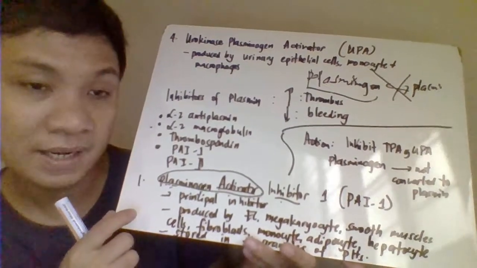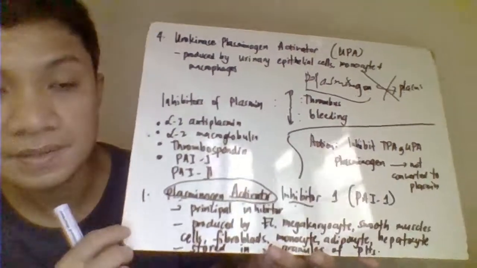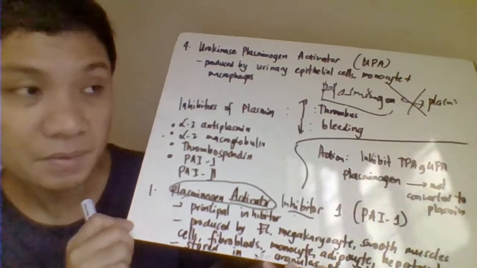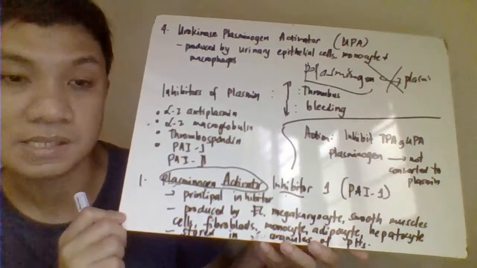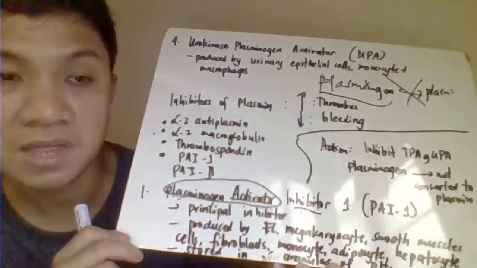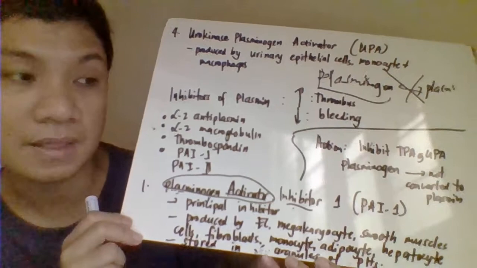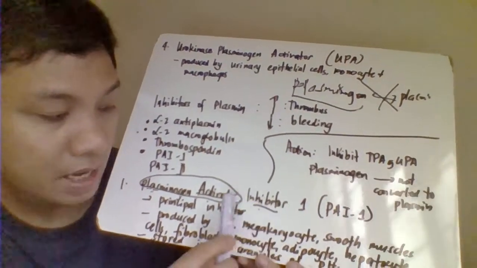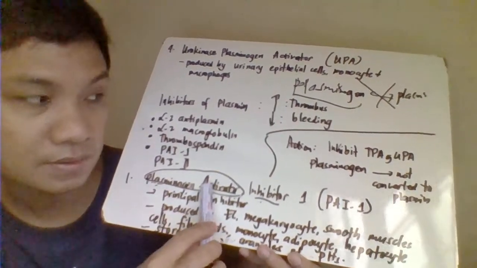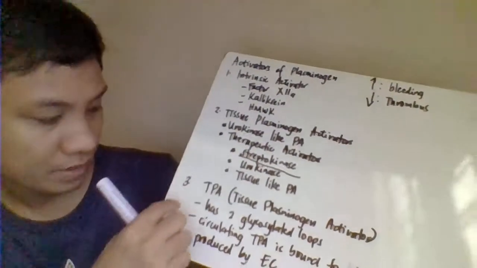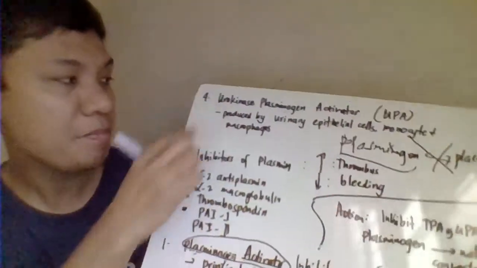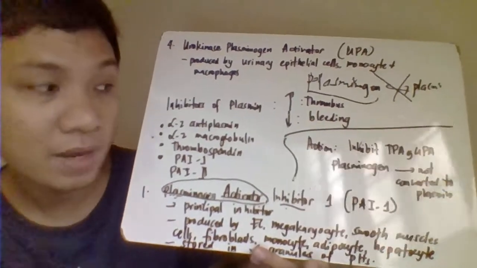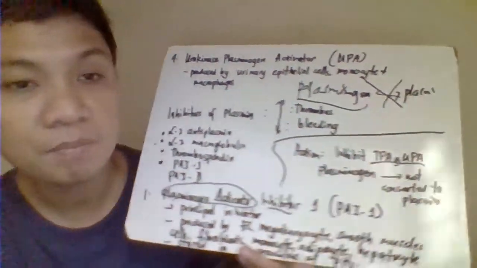Your PAI-1 is being produced by your endothelial cells, megakaryocytes, smooth muscle cells, fibroblasts, adipocytes, keratinocytes, hepatocytes. And this was being stored as a component of the alpha granules of our platelets. Again, anong pinaka-main activity nito? It tries to inhibit our plasminogen activators. Ano ulit ang activators natin? TPA, okay, UPA. So that's the main activity of your PAI-1, which tries to inhibit your TPA saka UPA.